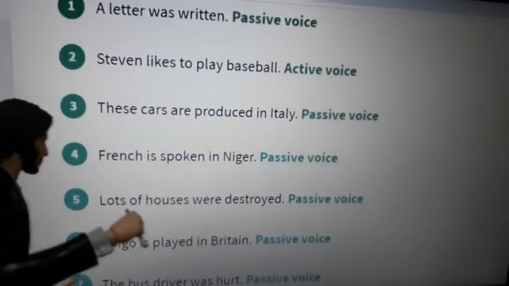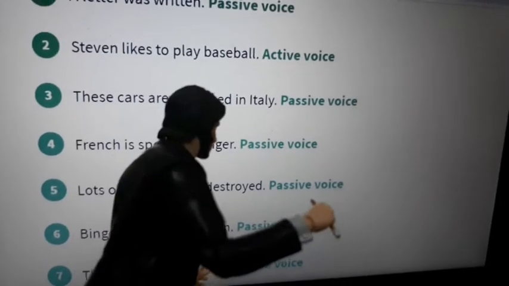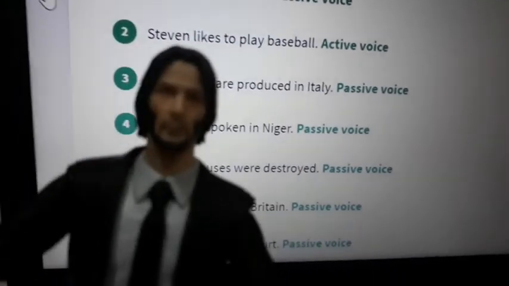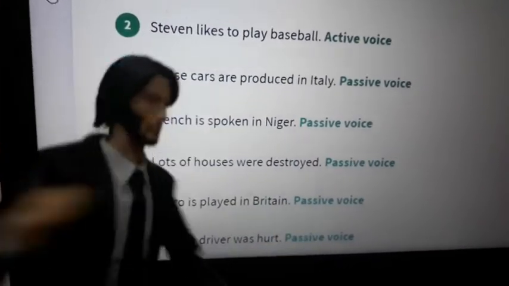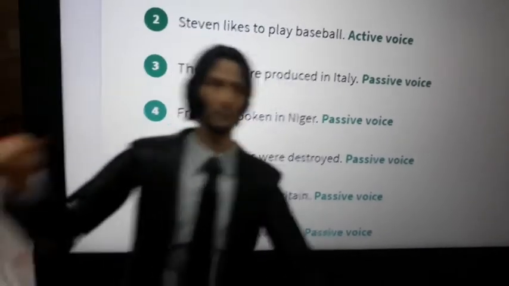Lots of houses were destroyed. The same, passive voice, because we are talking about an object. What is the object here? Lots of houses. That's the object, okay?